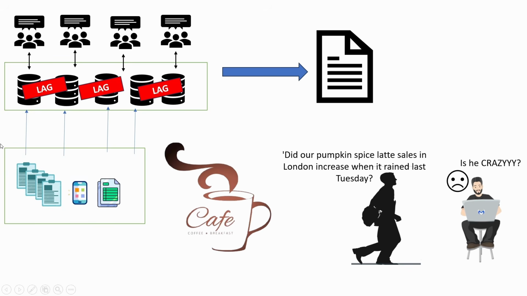Your sales data tracks the lattes, but your weather data is in a third party API, and your market promos are in a separate CRM database. They don't talk to each other directly, so they are in silos. This is exactly why the data warehouse was invented. It is not just another database, it is a specialized environment designed specifically to solve these kinds of challenges.